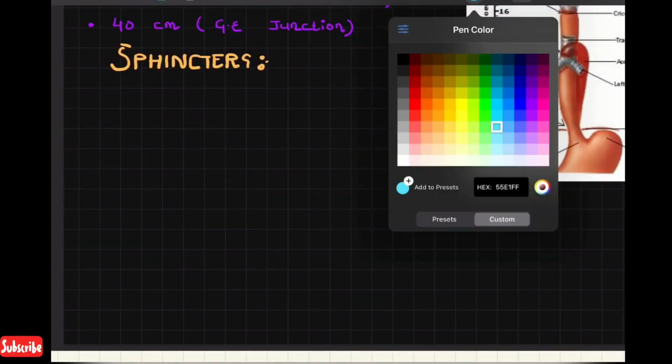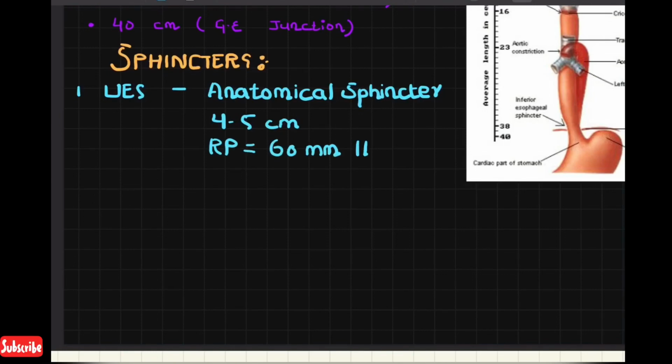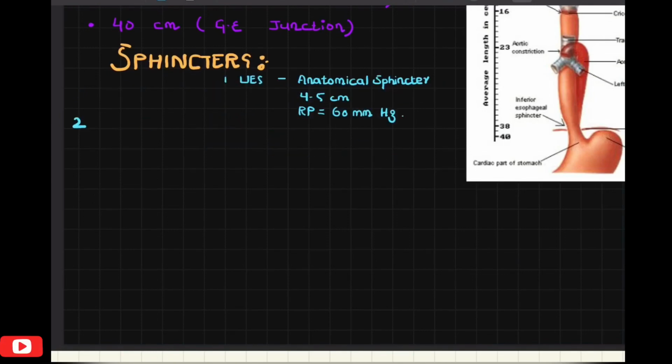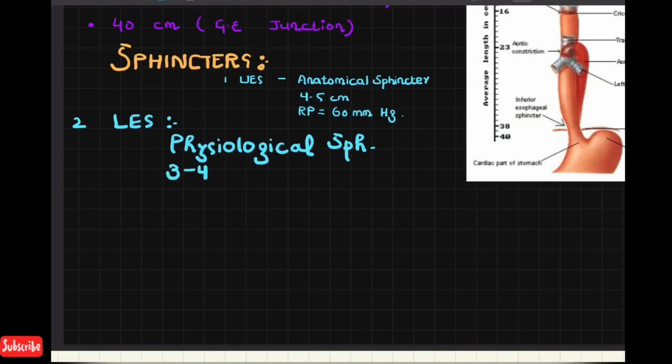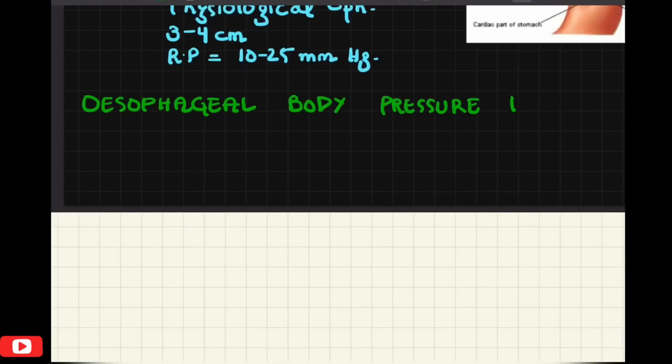Now let us talk about the sphincters. The upper esophageal sphincter is an anatomical sphincter. It is about 4 to 5 cm in length, and the resting pressure of this sphincter is 60 mmHg. The lower esophageal sphincter is the physiological sphincter of the esophagus. It is about 3 to 4 cm in length, and its resting pressure is between 10 to 25 mmHg. The esophageal body pressure is between 40 to 80 mmHg during peristalsis.